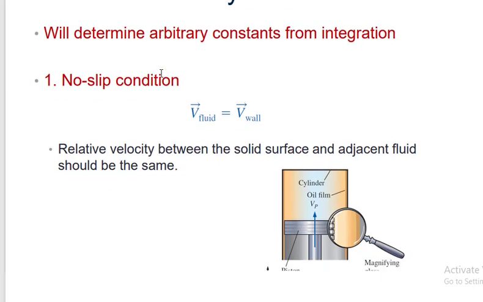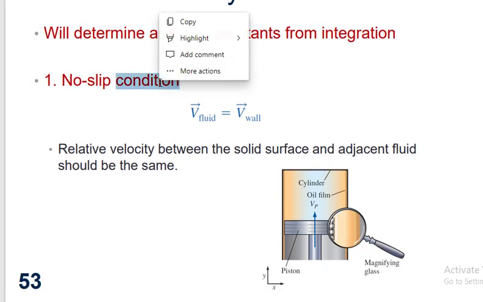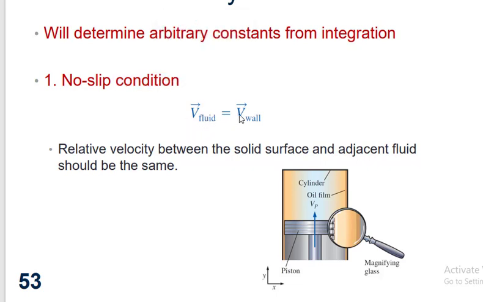As you can see, the first boundary condition is the no slip condition. It says that in the no slip condition, the wall velocity becomes equal to the fluid velocity at that point. For example, if your wall is fixed, the velocity at that point will become equal to 0. If the wall is moving with the velocity capital V, the fluid velocity at that point will also be capital V. This is the no slip condition.